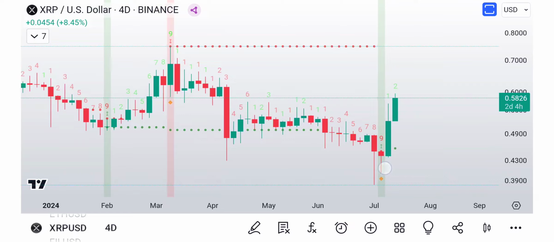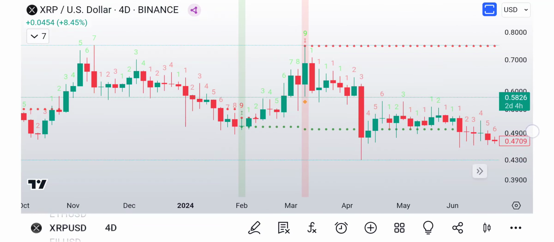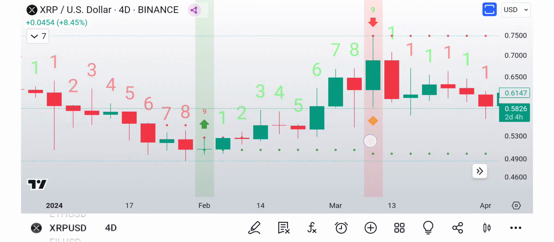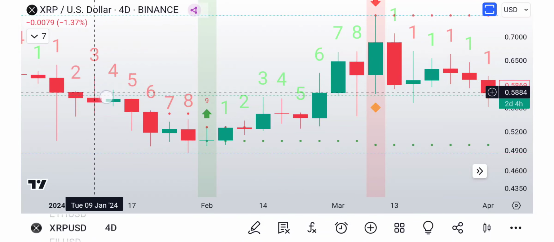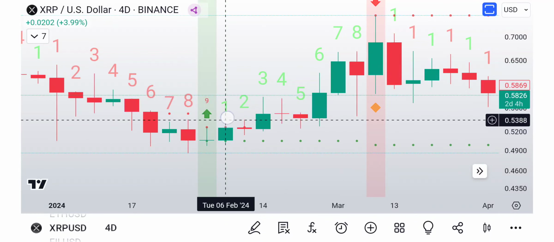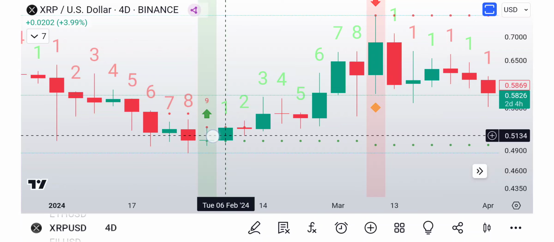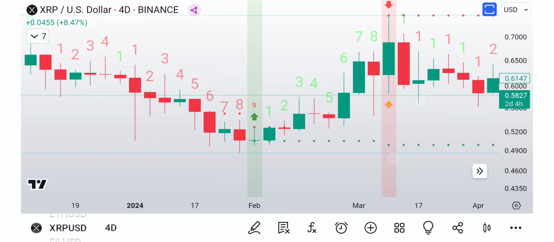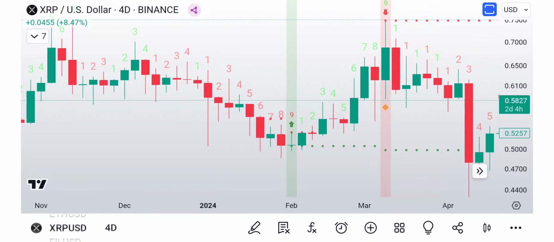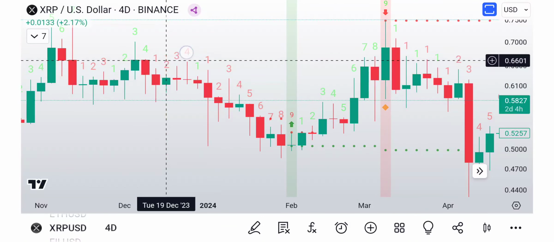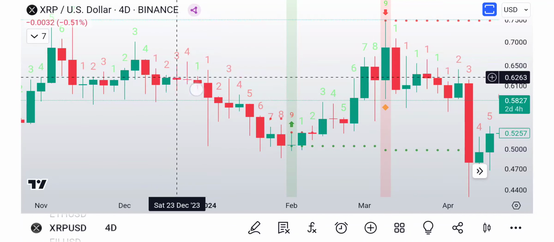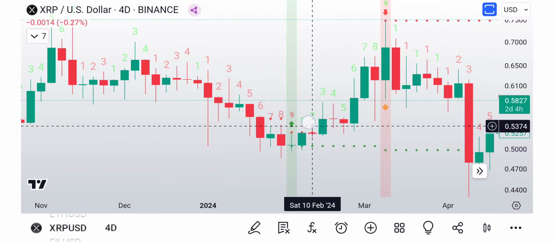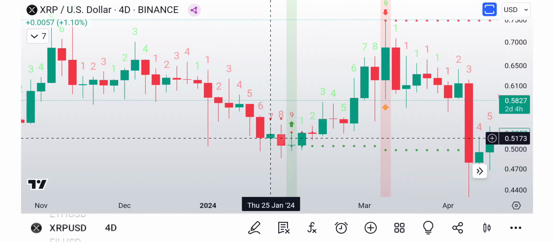So TD Sequential is basically an exhaustion indicator. Here's a great example, right? The price comes down, down, down, down, down, down. It's getting exhausted. When you get to the 9, that tells you, hey, we're getting either a bounce or a reversal. Now, I like to use it alongside Elliott wave, right? You can see 1, 2, 3, 4, 5. So if you have a 5-wave move to the downside and you have a 9 buy and you have bullish divergence, that is my trading strategy. That's what I like to do.